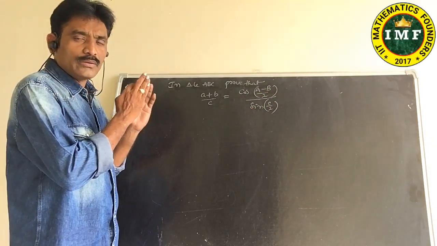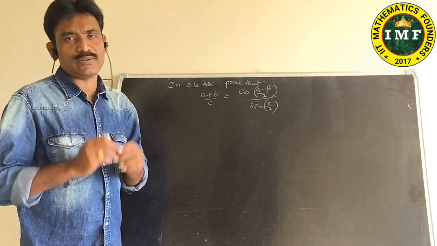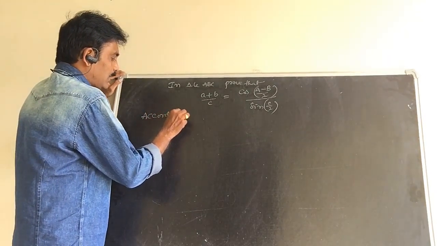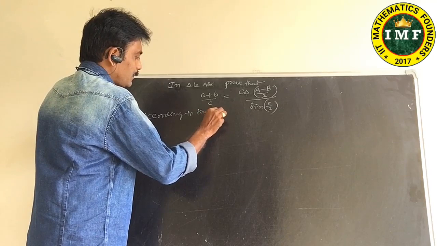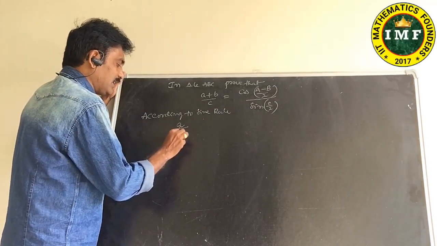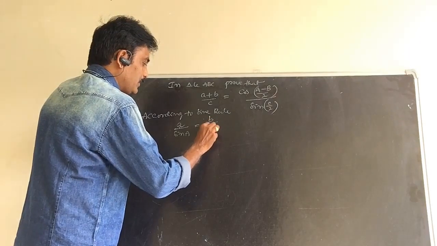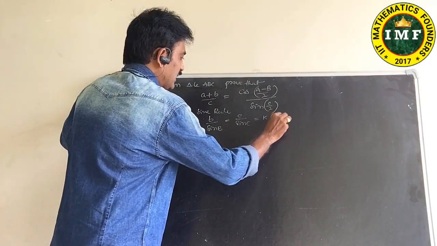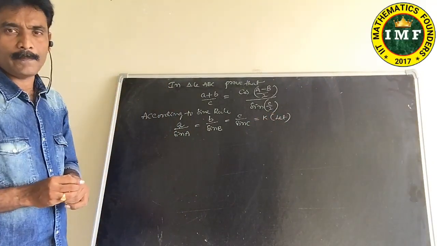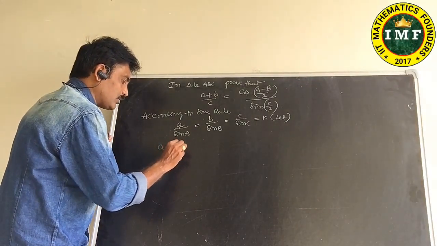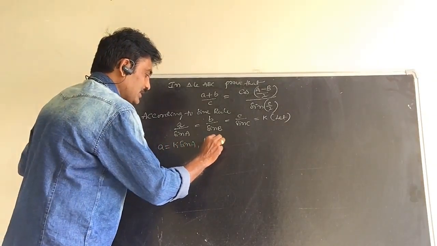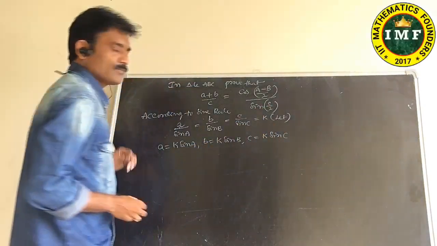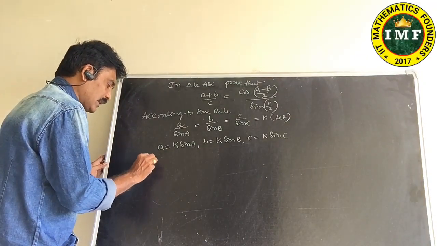Now we are going to solve this problem by using sine rule. Okay? See, according to sine rule, a by sin a is equal to b by sin b is equal to c by sin c. I am equating each one with k. Then we can get a is equal to k sin a, b is equal to k sin b, c is equal to k sin c. Okay?